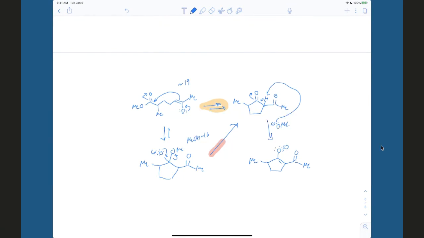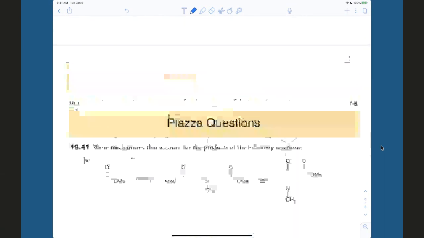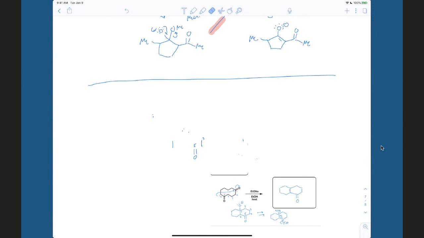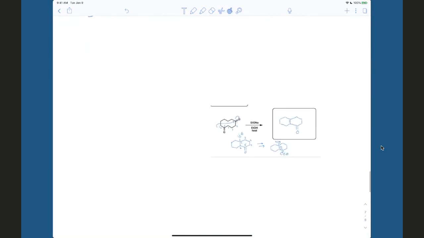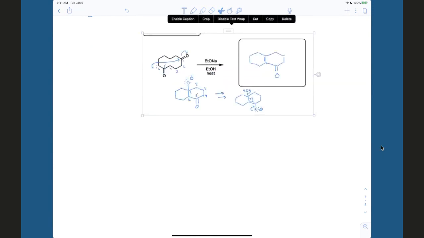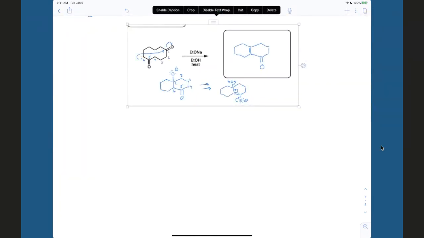Oh yeah, we can do 12F again. Let me see. So this is just like any aldol reaction. I think it's more difficult because it's just hard to keep track of some of the positions, keeping track of where everything is reacting. So in this molecule, you can make two different types of enolates.